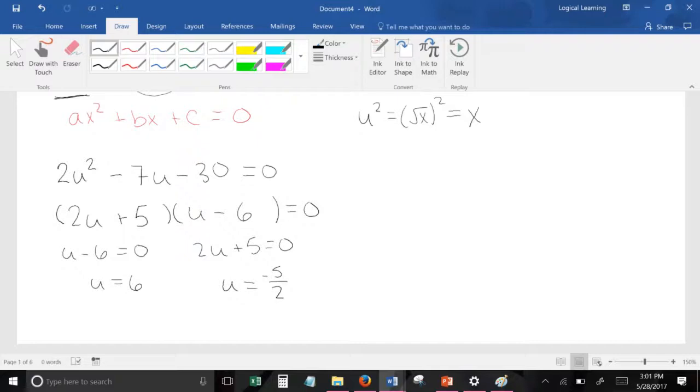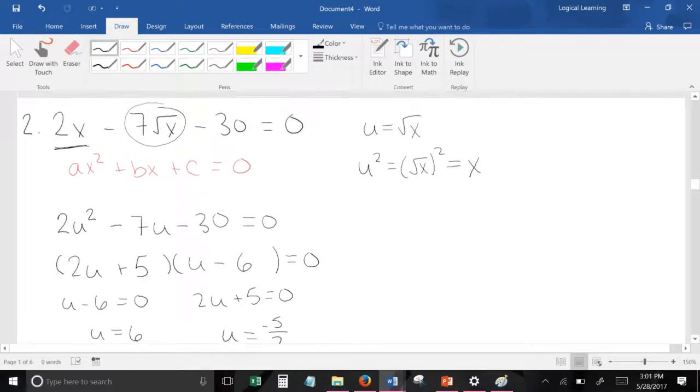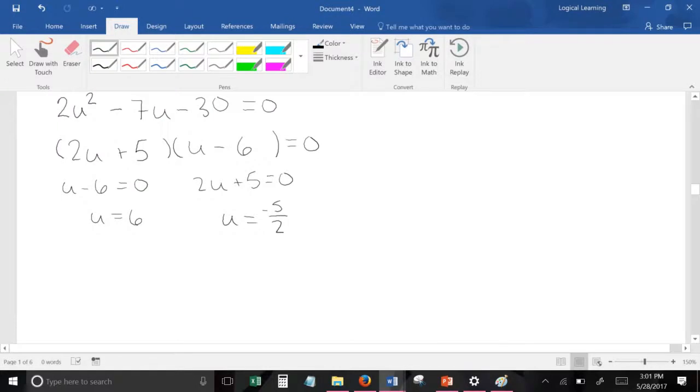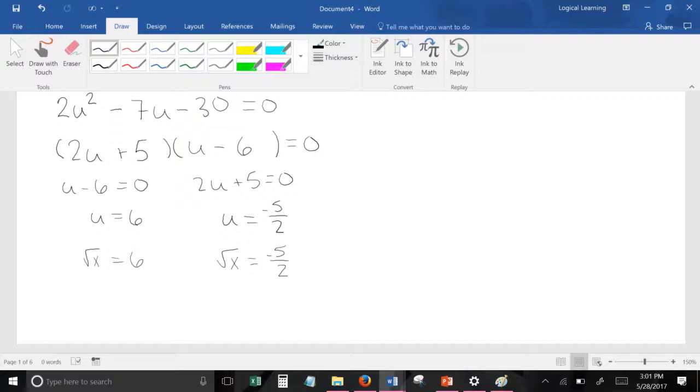Now at this point, it's important to not just say, oh, x squared is u, because we have to remember, wait, what did we make u? In this case, we made u the square root of x, and so that's what we need to sub back in for u. So we have the square root of x equals 6, and the square root of x equals negative 5/2. So we solve this as we did in our radical section by squaring, and we see that we get x equals 36 and x equals 25/4.